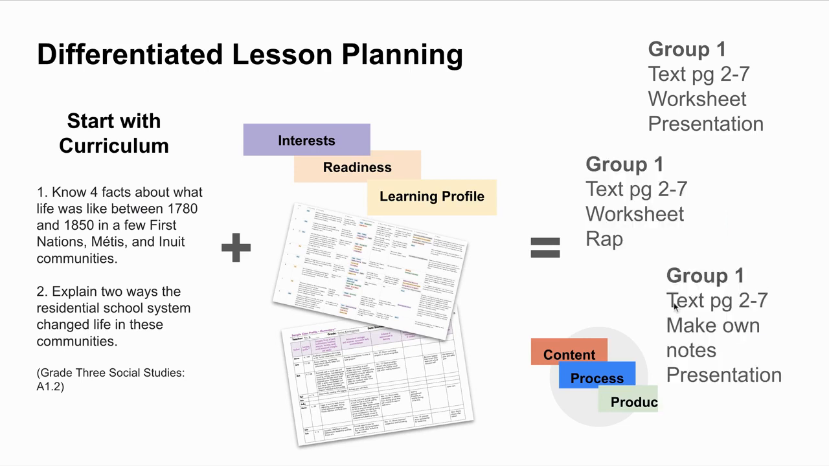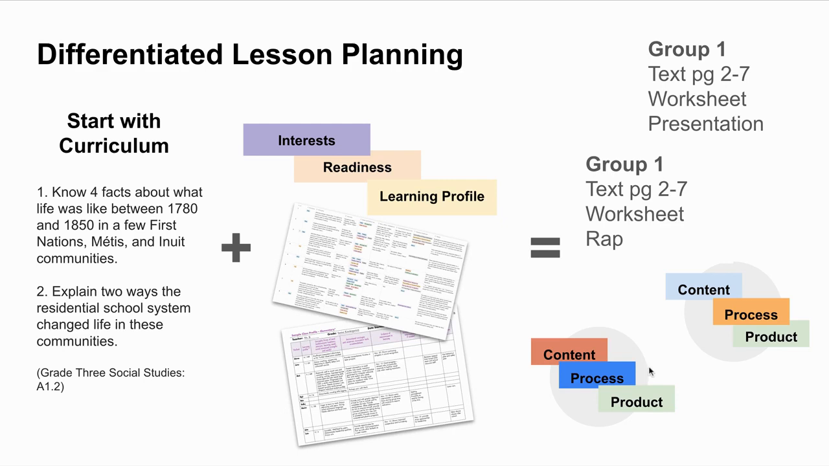So once again, they're reading the text, pages 2 through 7, but this group really doesn't like worksheets. They really like the freedom and the autonomy of making their own notes. So I'm going to allow them to do that. It's a bit more open-ended. I may ask them to make 6 or 7 point form notes, and then this group is going to be asked to make a presentation as well.